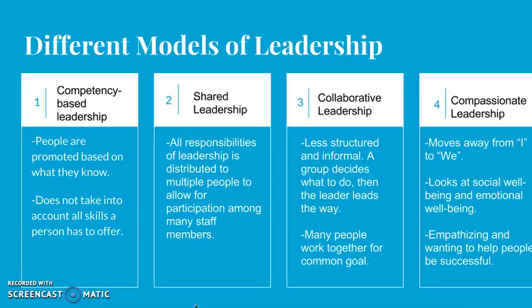Number one being competency-based leadership, where people are promoted based on what they know. They do not take into account any life skills that a person has to offer. They also don't look at the entire person as a whole, but just at certain parts of what that person can offer. The second model would be the shared leadership model. In this model, all responsibilities of leadership are distributed to multiple people to allow for participation among many staff members.